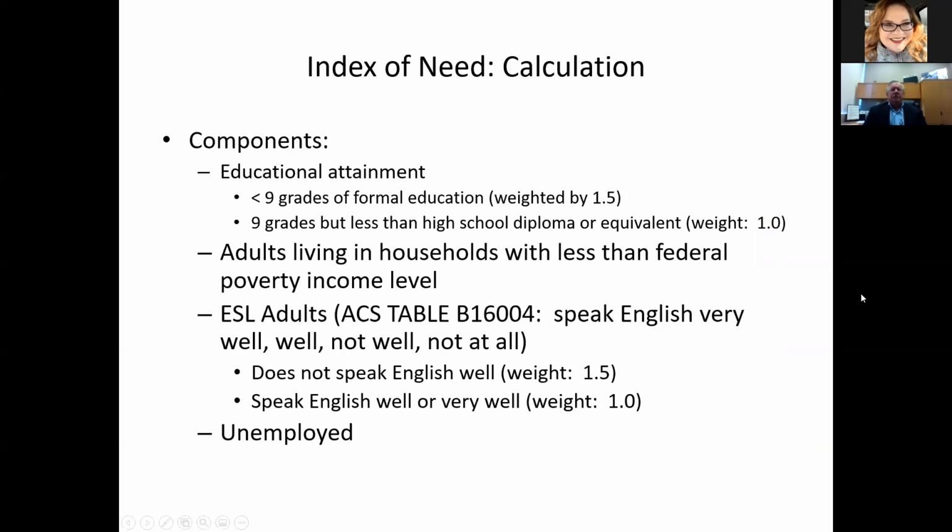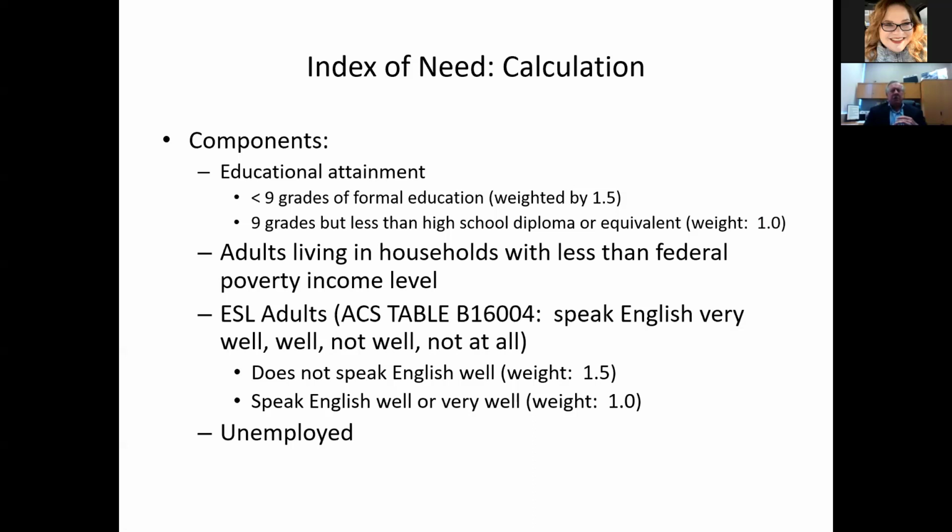Now, let me move to the index of need just to refresh your knowledge of the way in which the index is calculated. There are 4 components in the index: a component related to education, a component related to poverty, ESL households, and then we have the unemployed.